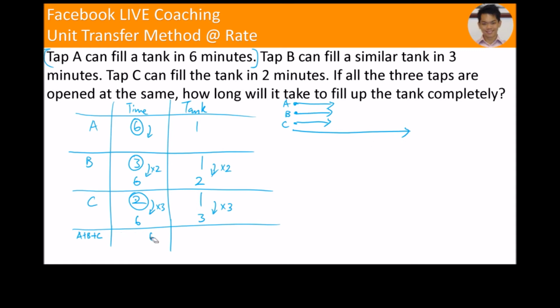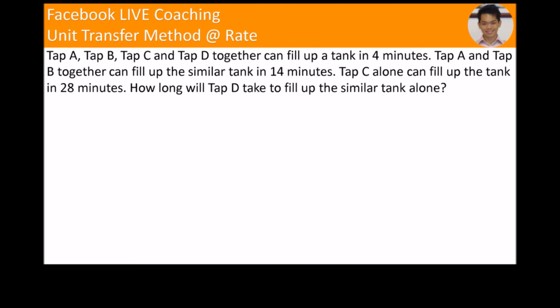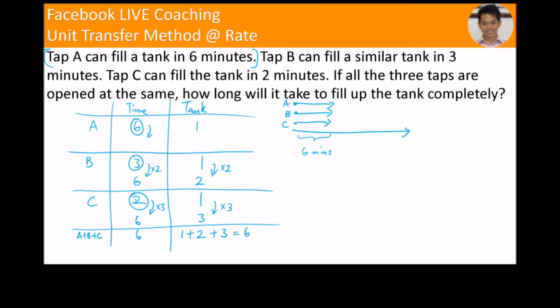It is only in that same amount of time, which is 6 minutes, all of them are working together. So A will be producing one whole of the tank, B will be producing two wholes of the tank, C will be producing three wholes of the tank. So in this entire 6 minutes, all of them will fill up 6 of the tanks.